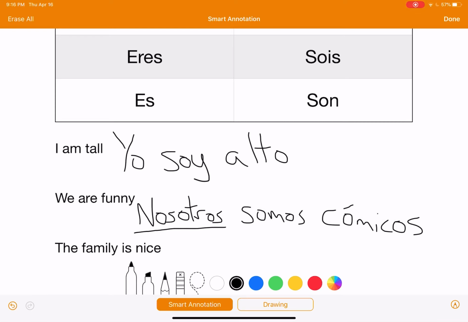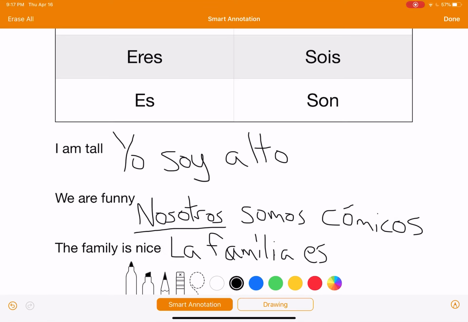For the last one here, the family is nice. So we have la familia. Okay. Now, when we go to use a form of ser for this, remember that for la familia, okay, la familia is referring to a single family. Not the amount of people in the family, just that single family. For that reason, you are going to use es.